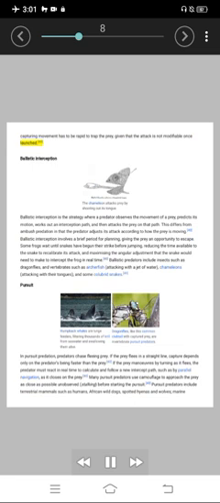Ballistic interception. The chameleon attacks prey by shooting out its tongue. Ballistic interception is the strategy where a predator observes the movement of a prey, predicts its motion, works out an interception path, and then attacks the prey on that path. This differs from ambush predation in that the predator adjusts its attack according to how the prey is moving.